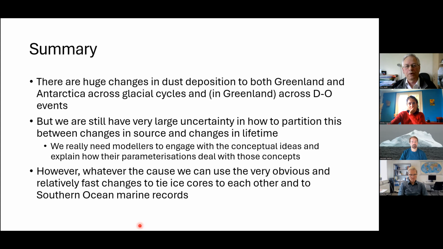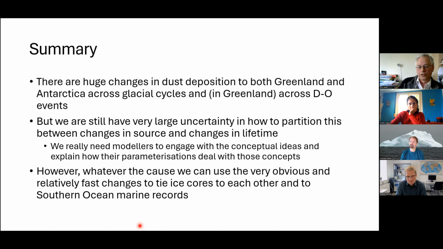So, summary for that part: there are huge changes in dust deposition across glacial cycles and across DO events, but we still have a lot of uncertainty how to partition this between changes in source and changes in lifetime. And I think we really need modelers to engage with the conceptual ideas and explain how their parameterizations deal with those concepts. How do they deal with the uplift? Why doesn't wet deposition seem to make much of a difference to the amount reaching Antarctica?